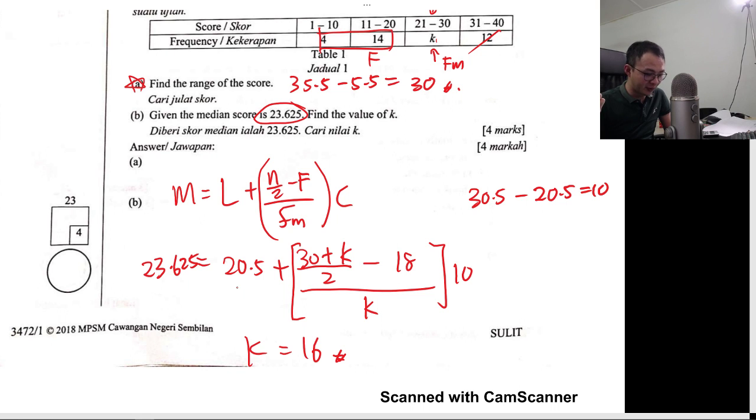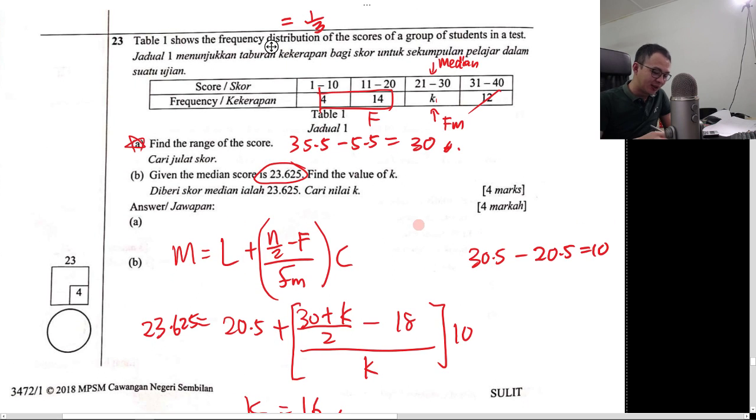Yeah, the L will be 20.5. Oh, L is the lower boundary of the median class. Because this one is from 21 to 30. So if you want to get the lower boundary, you use the lower limit of the median class plus the upper limit of the previous class, divided by 2. Then you will get 20.5.